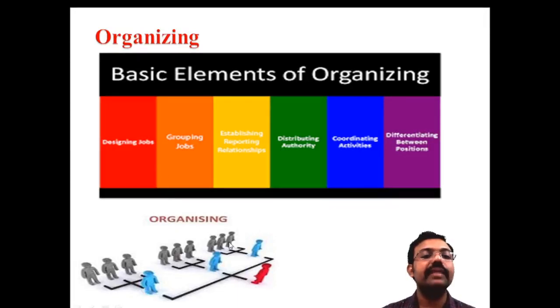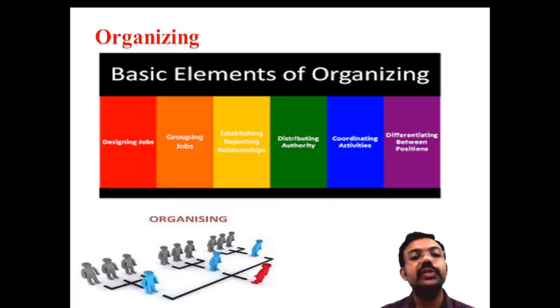The first important element is designing the job. Organizing purely depends upon designing the jobs. Another one is grouping of jobs, which is essential. There is a marketing function, a finance function, and HRM functions within the organization, so you must group all the activities in your organization. That is known as grouping. The third one is establishing relationships between the colleagues and workers within the organization, that is, establishing rapport and relationships.